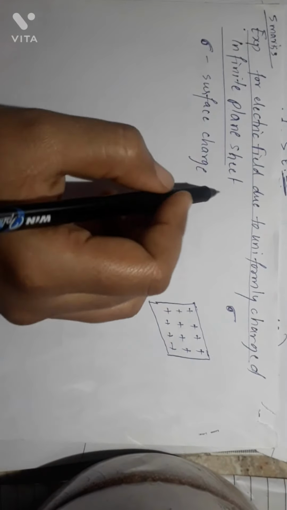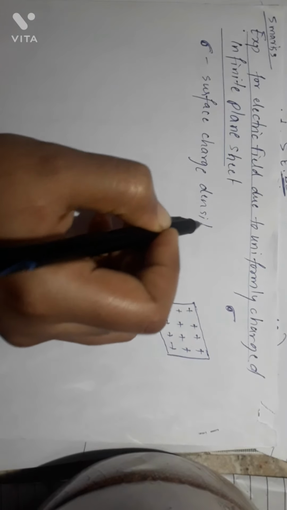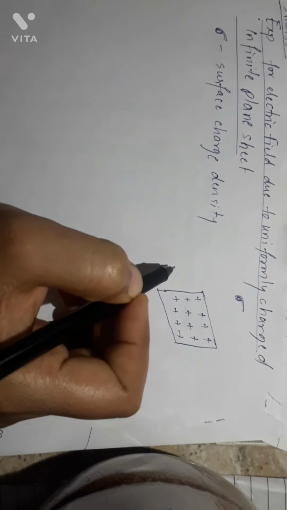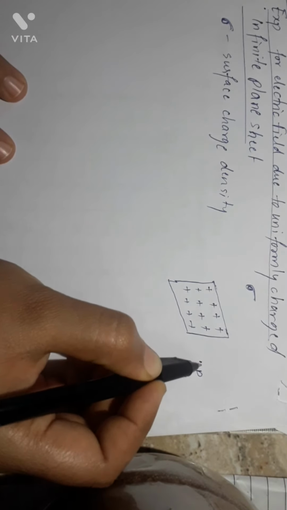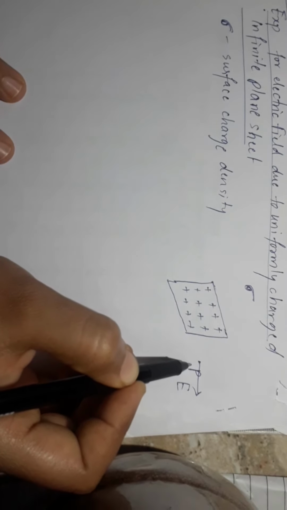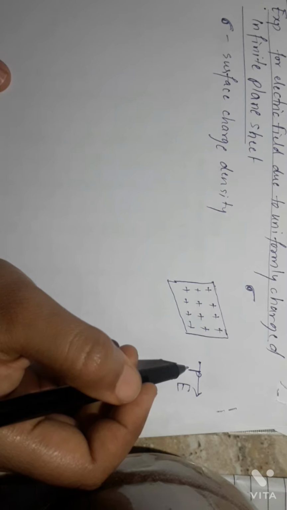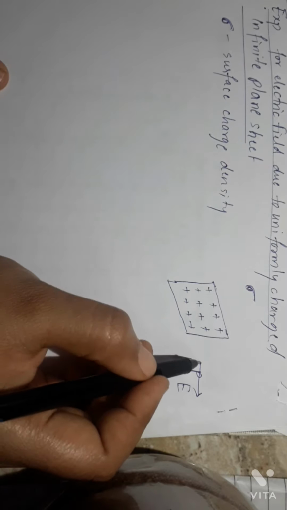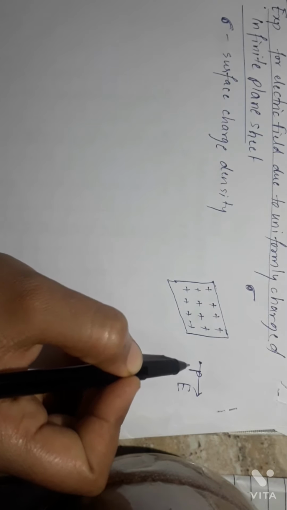Consider a thin plane sheet which is carrying a surface charge density sigma. Then let E be the electric field at a point P. Let us consider a point P with electric field intensity E. We have to find the electric field at point P, so we have to draw a Gaussian surface.